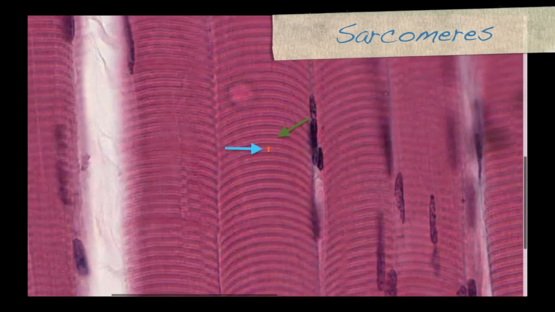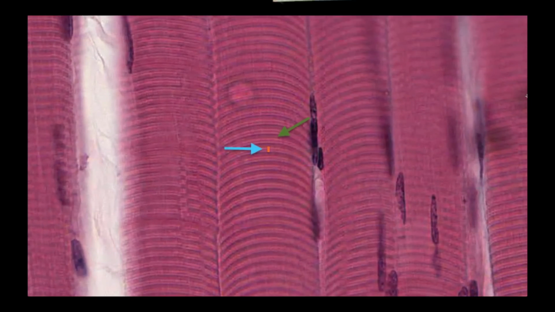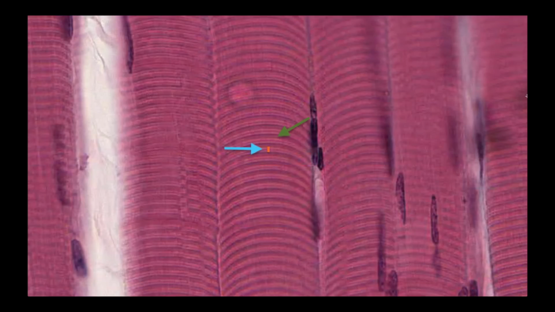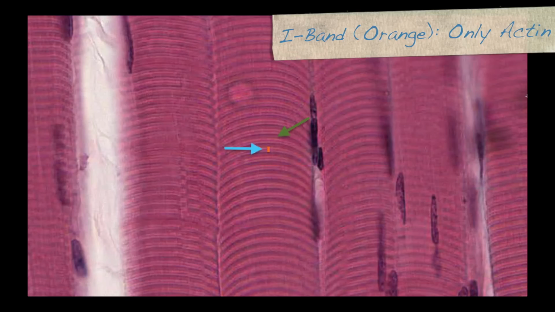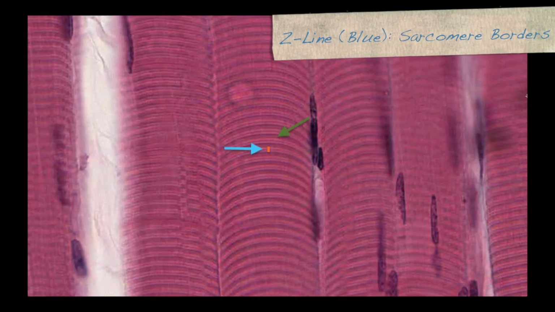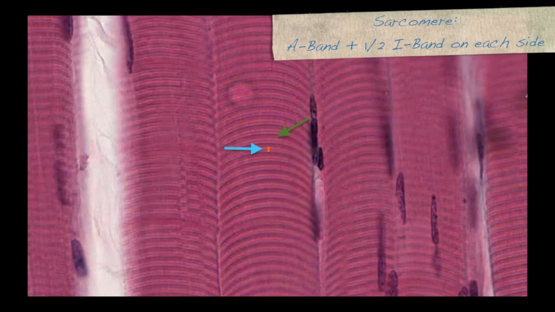3 parts of the sarcomere are visible under light microscopy. At the tip of the green arrow is the darkly stained A band, which is defined as the length of the myosin-thick filament. The lightly stained I band spans the orange line and contains only actin filaments. A dark line, known as the Z line, bisects each I band and attaches to the actin filaments. It can be seen at the tip of the light blue arrow. Z lines define the borders of a sarcomere. Thus, a sarcomere is composed of one A band flanked by 1/2 of an I band on each side.